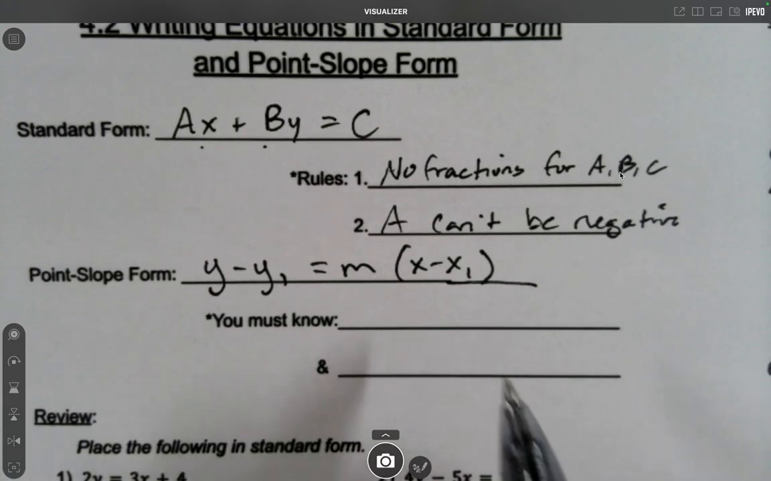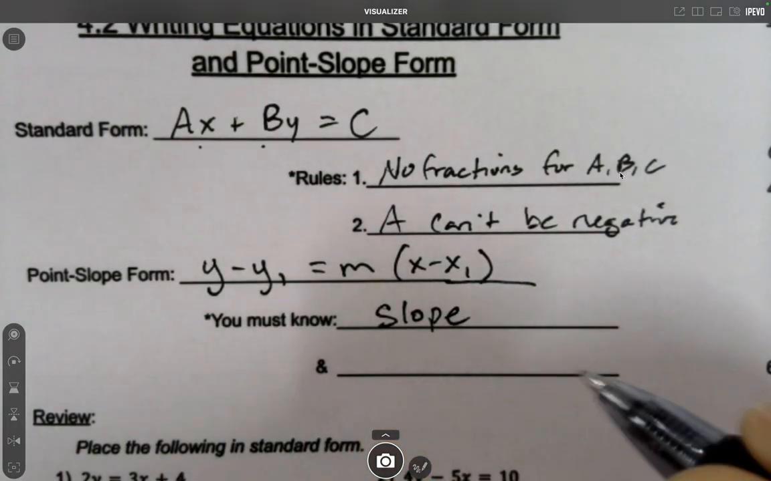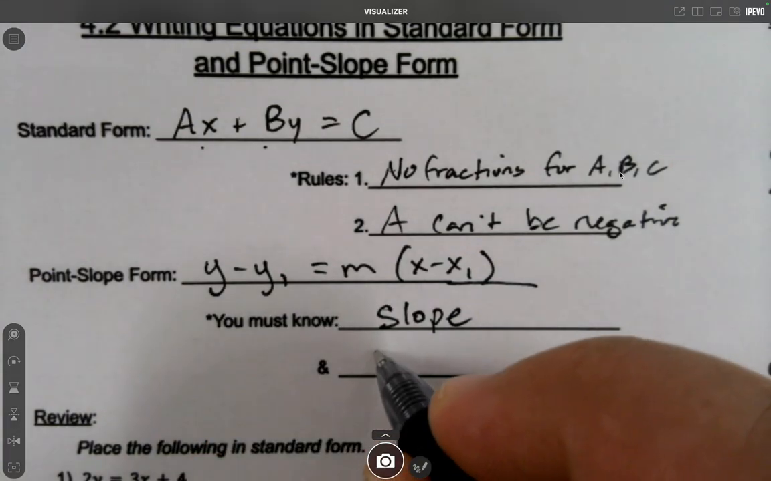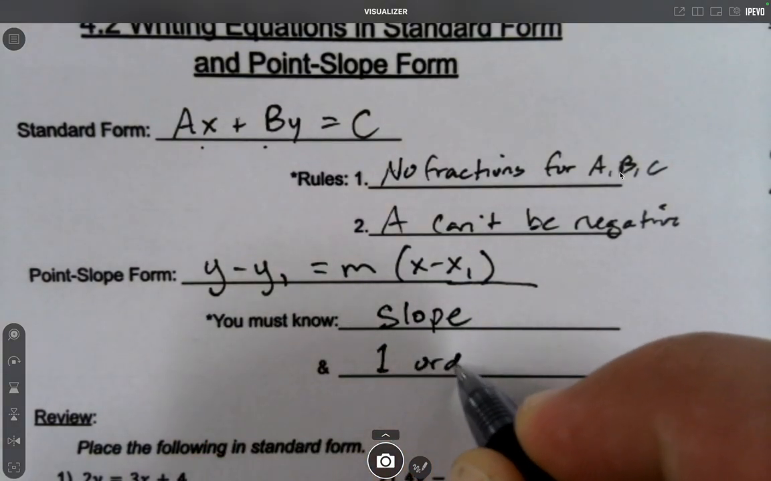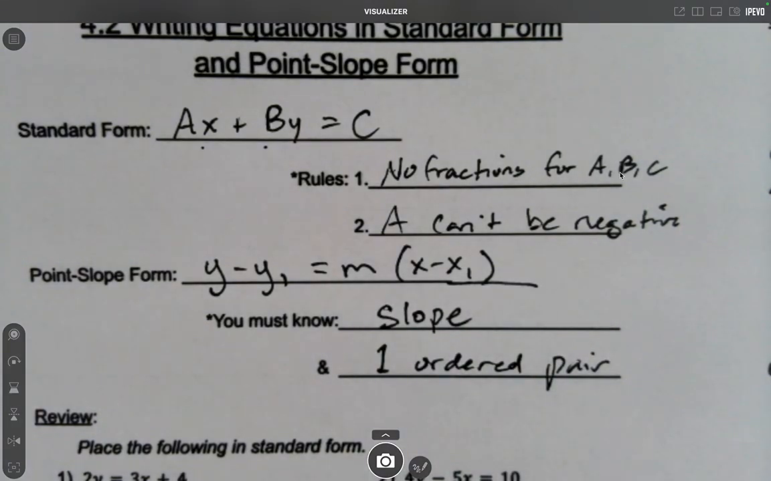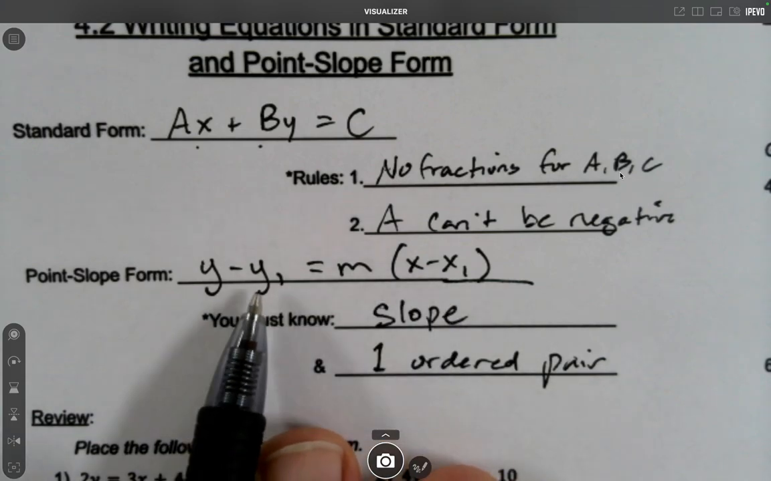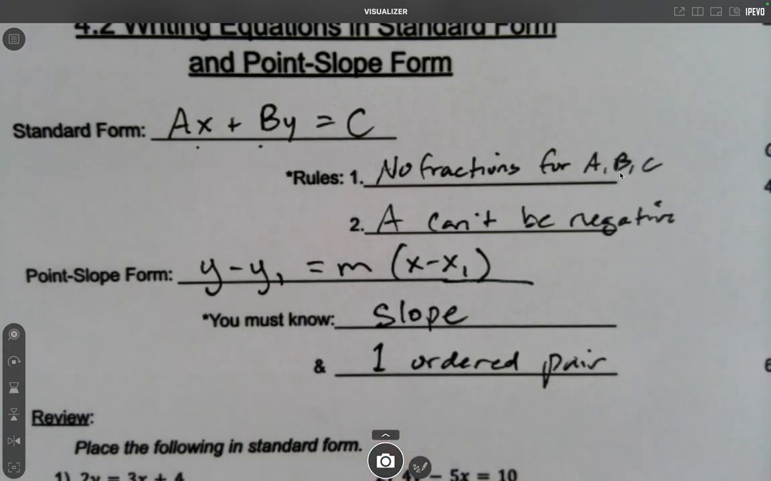So to write this form, you must know two things. The slope, because you need m, and one ordered pair. Any ordered pair on the line, you can plug into x1 and y1, plug in the slope, and then you're done.